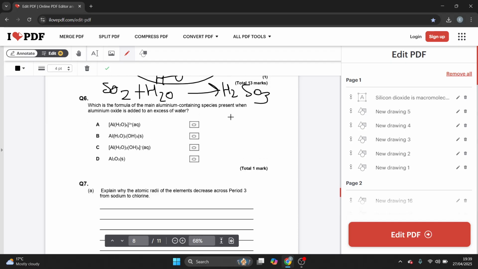What's the formula of the main aluminium-containing species when aluminium oxide is added to excess water? D. Aluminium oxide.